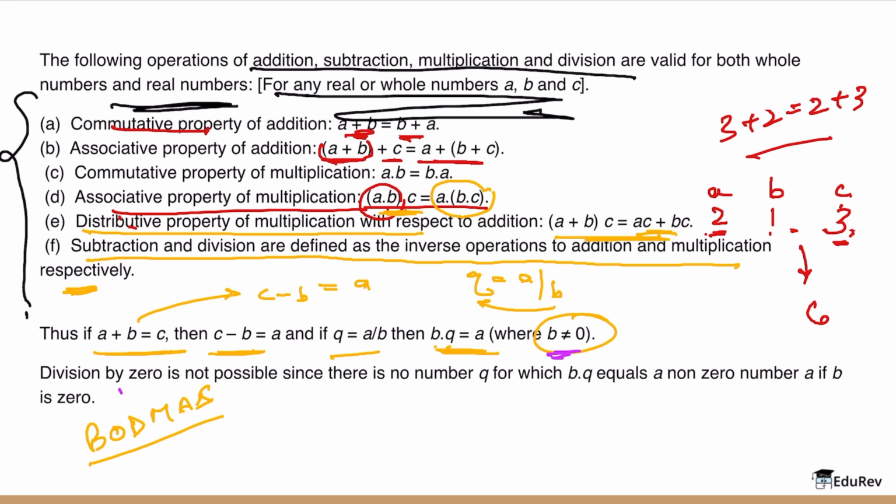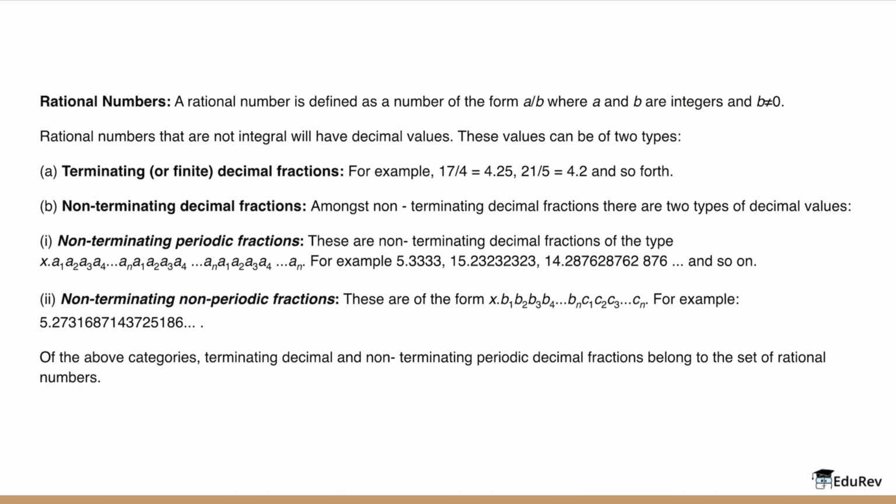Now division by 0 is not possible since there is no number Q for which BQ equals a non-zero number A if B is 0. Again, you all know that you cannot divide anything by 0. You cannot do division by 0. I feel all these concepts are very simple and there's nothing much to do in these things. You just have to read it and solve the questions. So let's see if there are any questions which we can do regarding this.